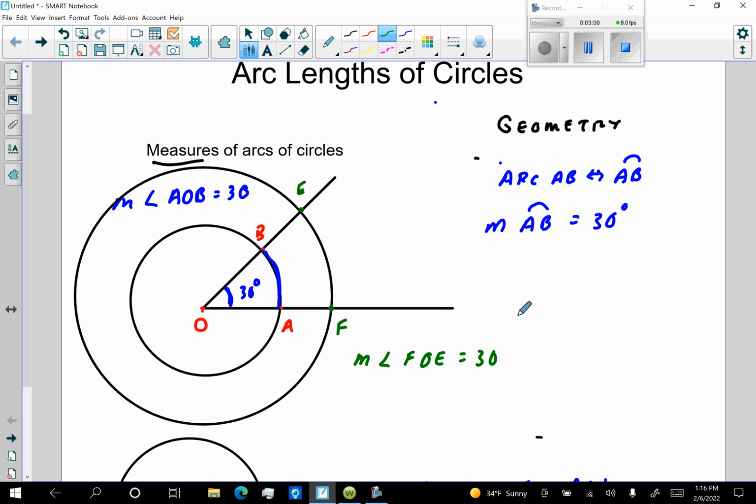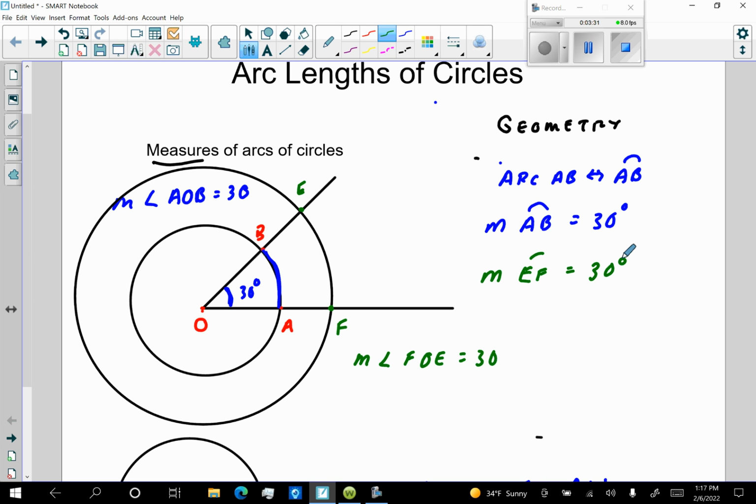So it doesn't matter how big, how dilated, or how small your circle is. If your circles are concentric, that is, if they have the same center, the measures of the arc will be the same. So the measure of angle FOE is 30 degrees, and so therefore the measure of arc EF is also 30 degrees.